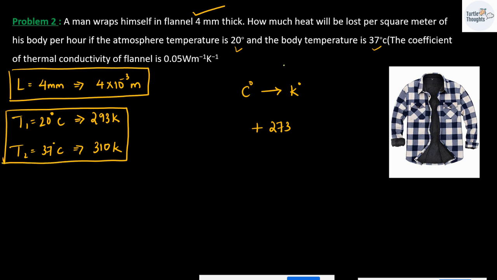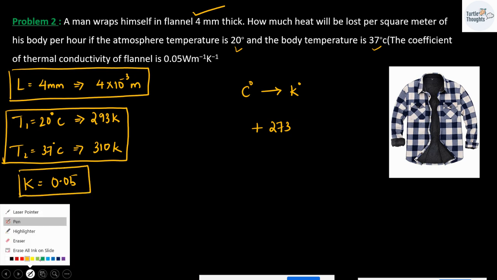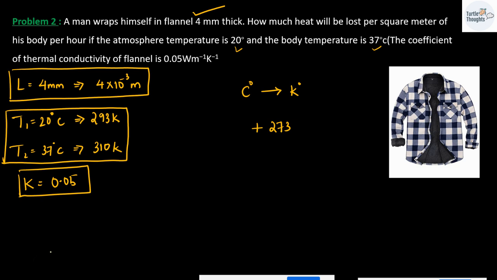Let me see what else value is given. 0.05. What is going to be this? 0.05. It is going to be K, right? Thermal conductivity 0.05. These are the data which is given in the question.